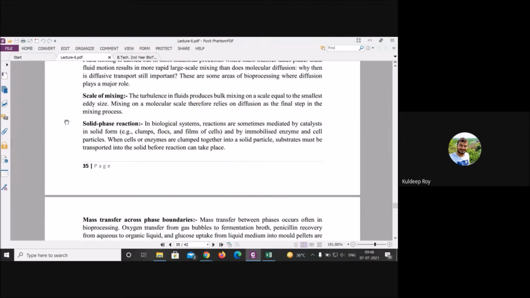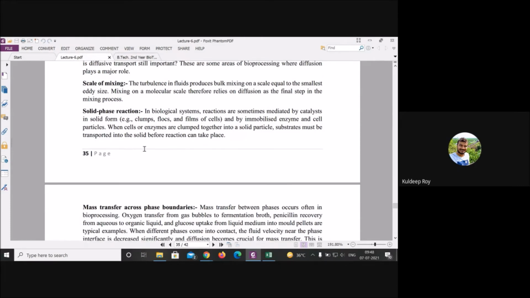Solid phase reaction in a biological system: reactions are sometimes mediated by a catalyst. Here the word is biocatalyst, correct? In a solid form, like films of cells, and immobilized enzyme and cell particles. When cells or microorganisms are clumped together into a solid particle, substrate must be transported into the solid before reaction takes place.